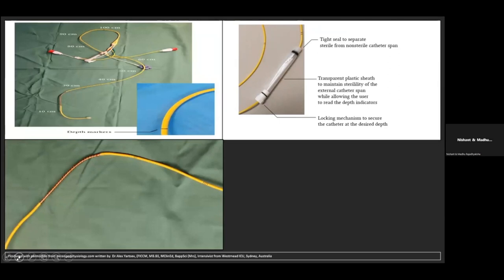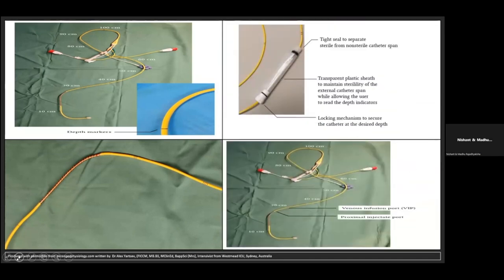This is a thermal filament which is coiled. It starts at approximately 15 centimeters and ends up to 25 centimeters from the distal end. This is the thermo element of the continuous thermodilution catheter. And for safety purposes, its heating is limited to a maximum temperature of 44 degrees Celsius.